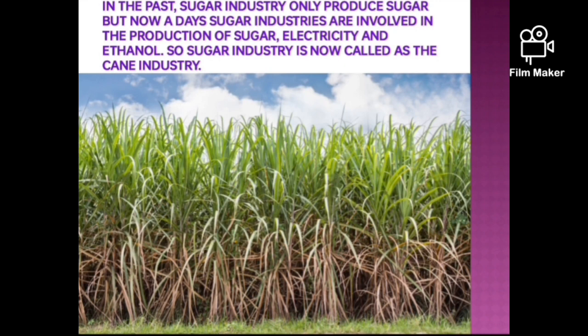In the past, sugar industry only produced sugar, but nowadays sugar industries are involved in the production of sugar, electricity and ethanol. So sugar industry is now called the cane industry.